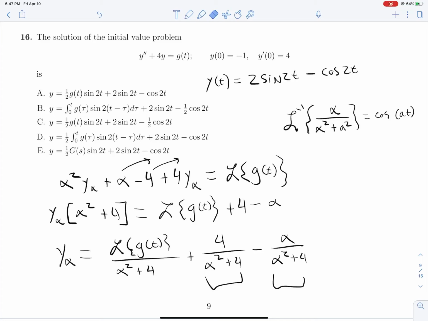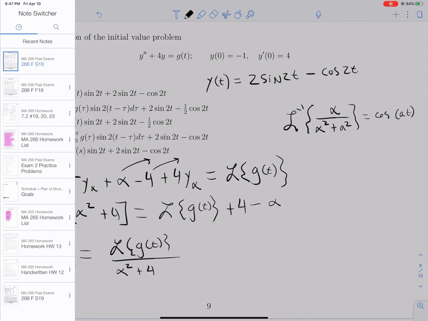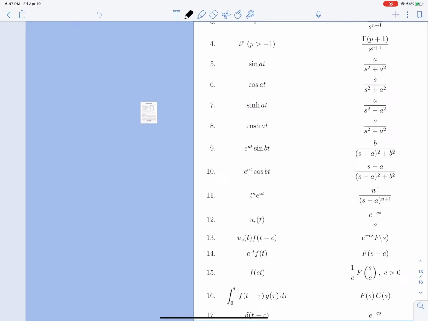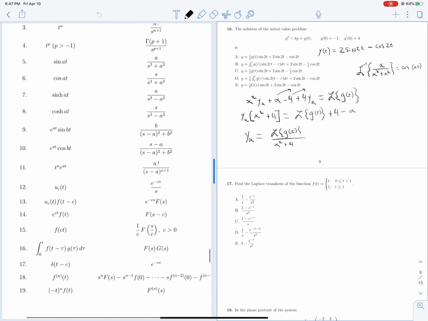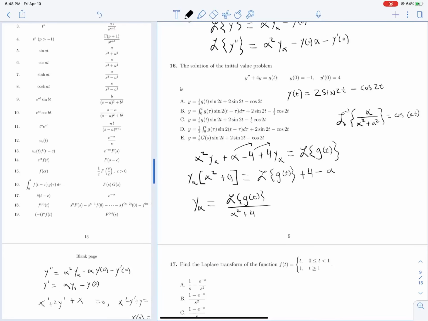And now all we have left to deal with, everything that's still sitting in our alpha space that we haven't dealt with, is the Laplace of g of t over alpha squared plus 4. And hopefully I can jog my own memory on this by pulling up one of our tables that we get for these exams. So to help us along the way, we're going to split this up as the Laplace of g of t multiplied by 1 over alpha squared plus 4.